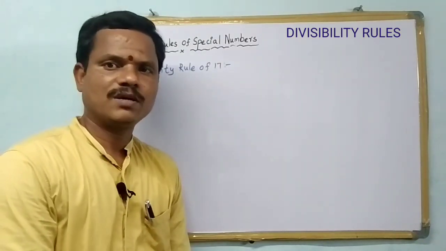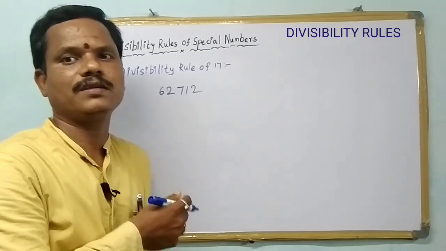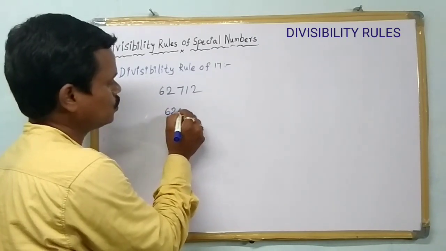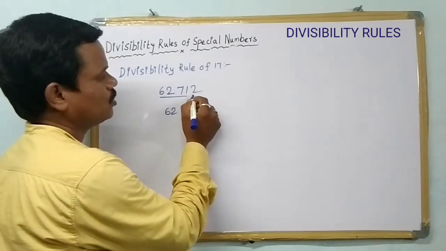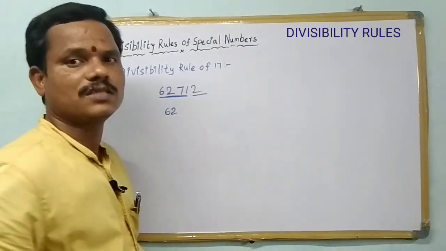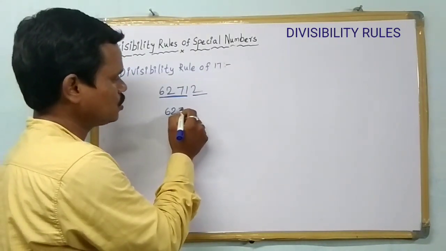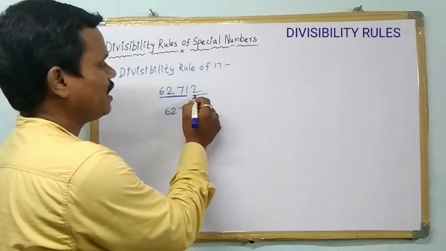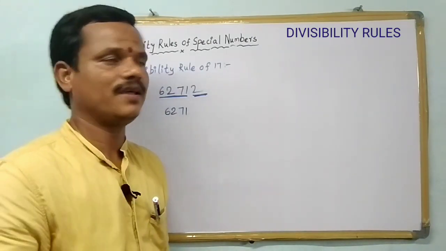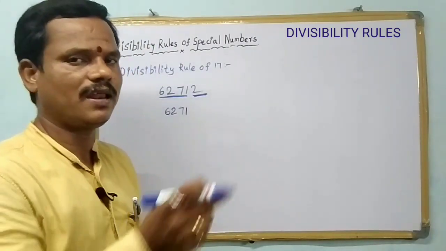I'm taking one more example, 62712. Check whether it is divisible by 17 or not. Now divide the number into 2 parts. Here 2 is the first part and 6271 is the second part. Step 1 is over. Now write the second part, 6271. And multiply the first part, the unit digit number, by 5. In the divisibility rule of 17, the unit digit number is multiplied by 5, for any number.